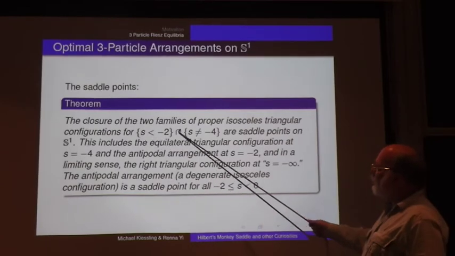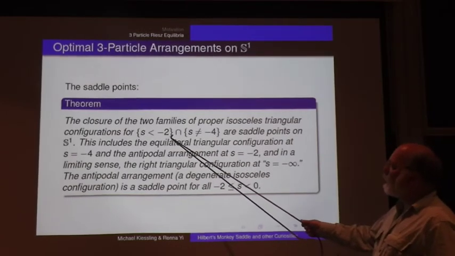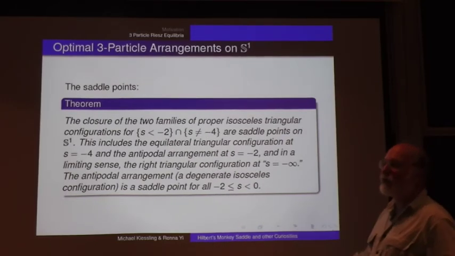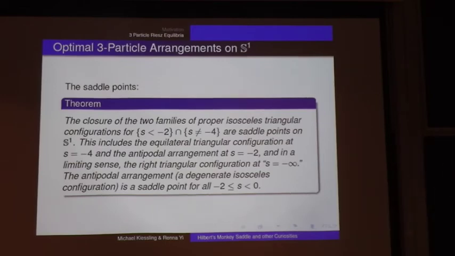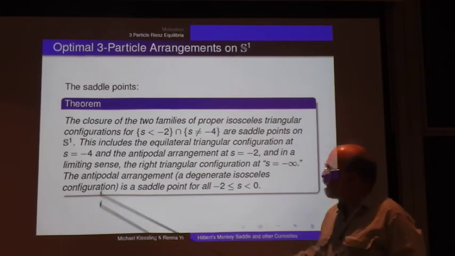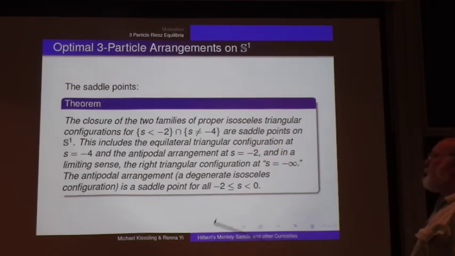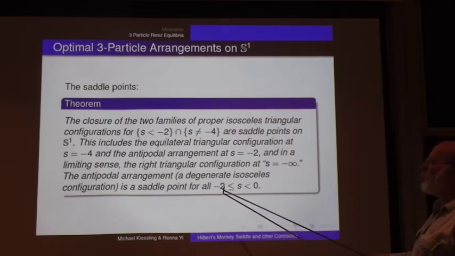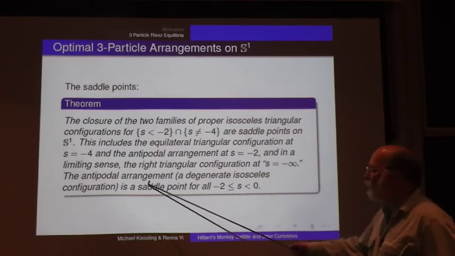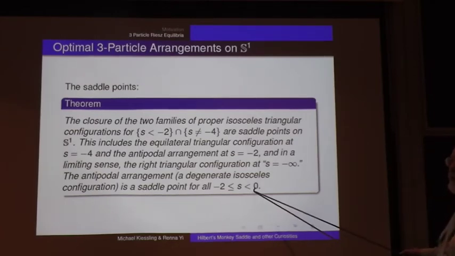For this parameter range, and of course there is now one parameter range where S is less than -4, and the other parameter range is S then bigger than -4, but less than -2. These are the two families where you have isosceles equilibria, which are not equilateral or triangular. But when you take the closure, then the equilateral triangular configuration is part of it, namely when S is -4 in the closure. And the antipodal arrangement sits at S equals -2, and so these are giving you saddle points. In addition, the antipodal arrangement is a saddle point even all the way up to 0.